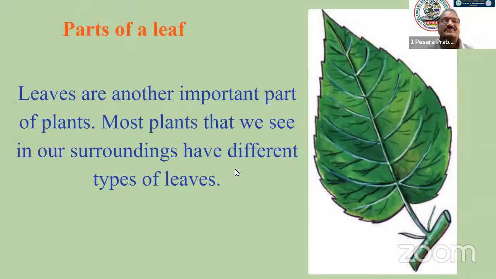So children, the leaves are a major and clearly visible part of the plants. Most plants that we see in our surroundings have different types of leaves. What type of leaves?